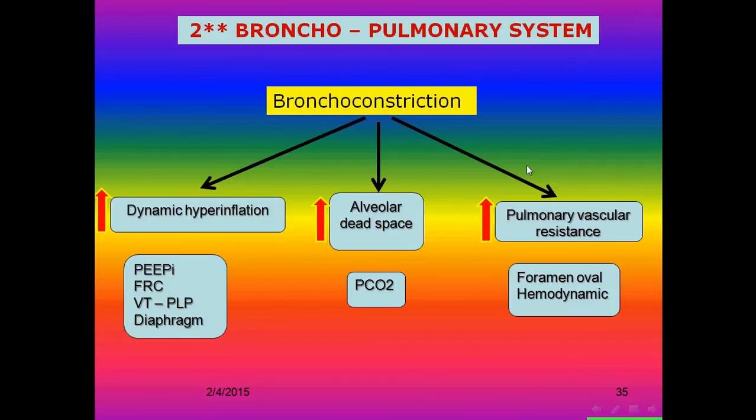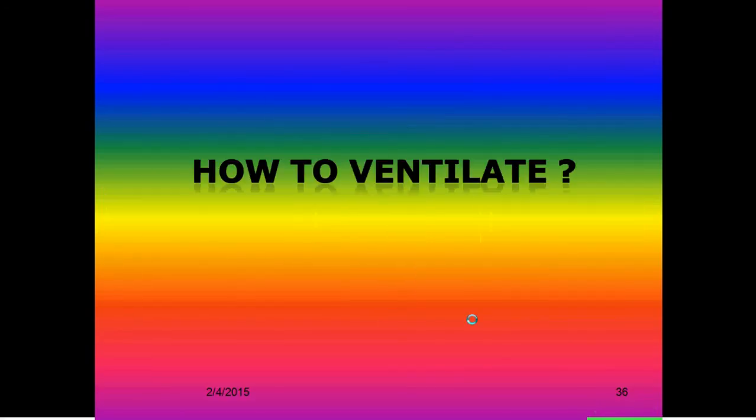These bronchoconstrictions will be associated with increased dynamic hyperinflation, as I've mentioned, and this will lead to increased pulmonary vascular resistance due to squeezing of the capillaries. At the same time, there are hypoxic vasoconstrictions, which might lead to some sort of hemodynamic changes and sometimes opening of the foramen ovale.